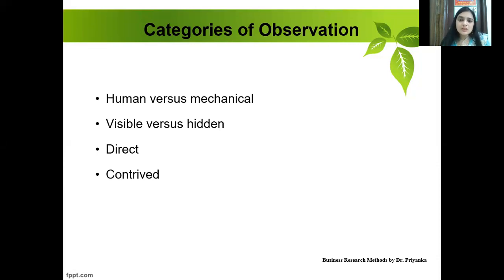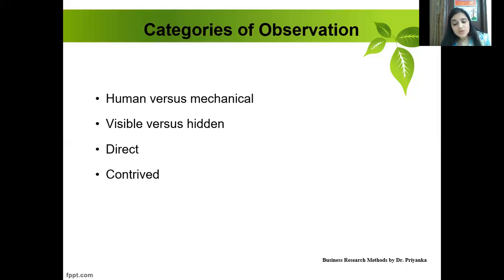A human observer is different and a mechanical observer is different. There are no chances of error when it comes to mechanical observations, but in the case of a human observer, there can be lots of errors. Then visible versus hidden.